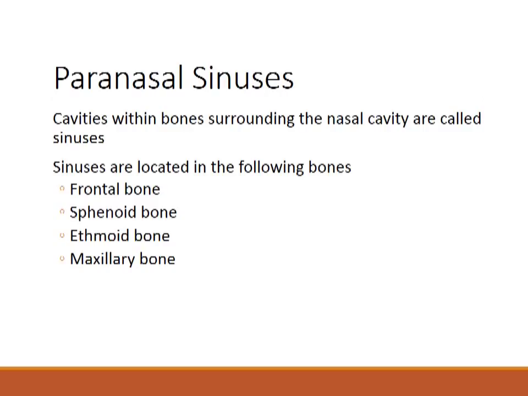We have what we call paranasal sinuses. Paranasal sinuses are the cavities that are in the bone that surround the nasal cavity. We talked about these a little bit when we were talking about the skeletal structure, when we looked at the skull. And the sinuses are located in the frontal bone, the sphenoid bone, the ethmoid bone, and the maxillary bone.